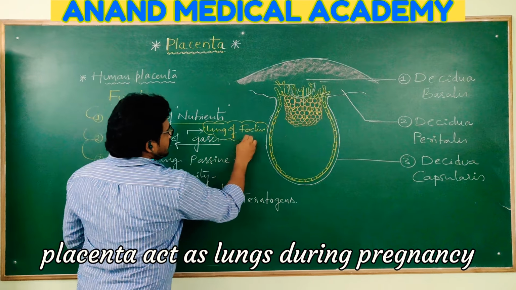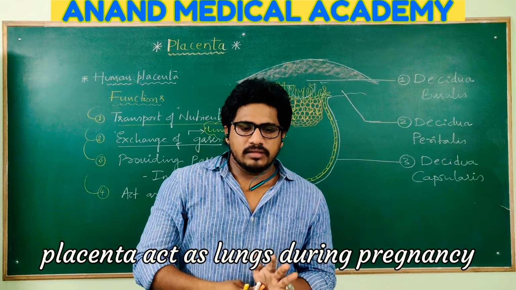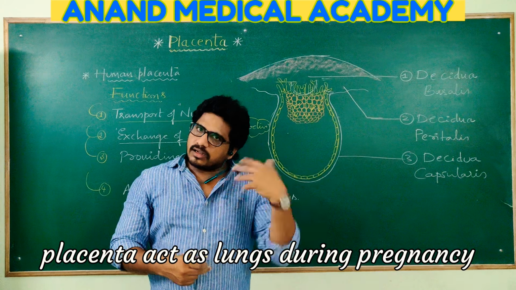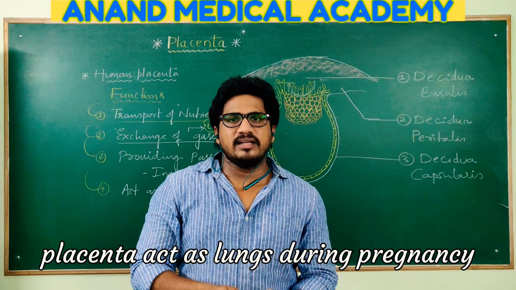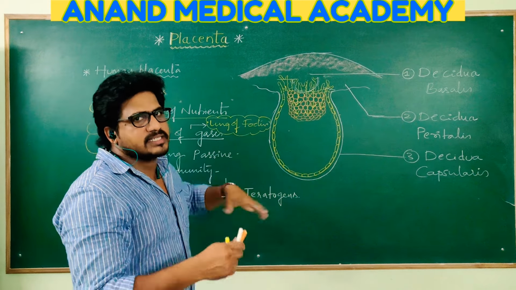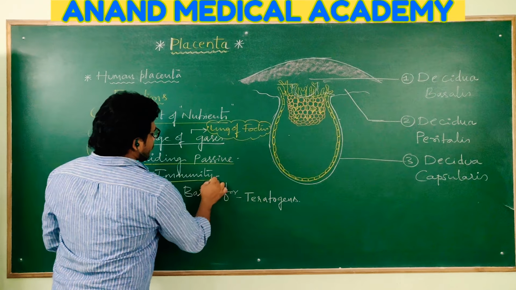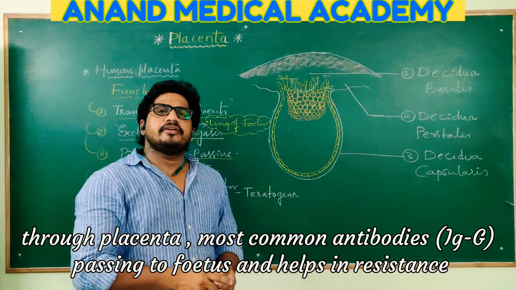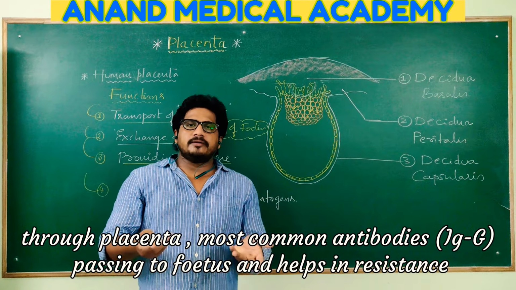Again I tell you, in the fetus, even lungs are present, but they are non-functional. The carbon dioxide out and oxygen in, both happen with the help of the placenta. That is the reason the placenta is considered as the lung of the fetus. It is the second function. Thirdly, it is providing passive immunity. What is passive immunity? Direct. It is coming from our mother.